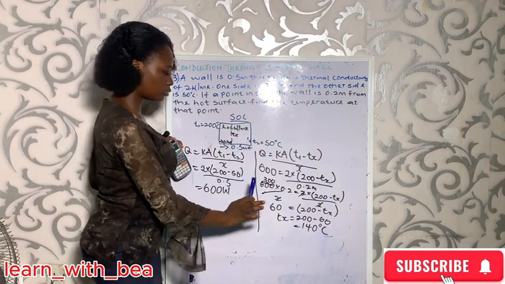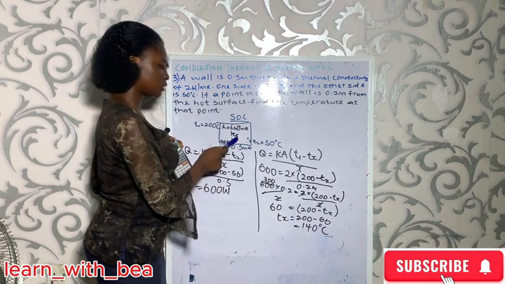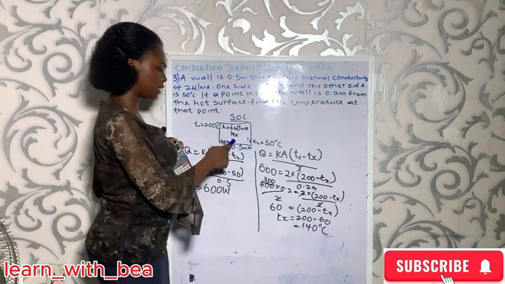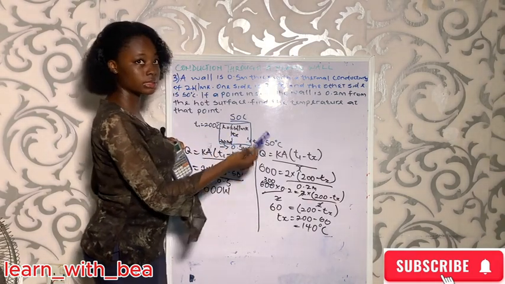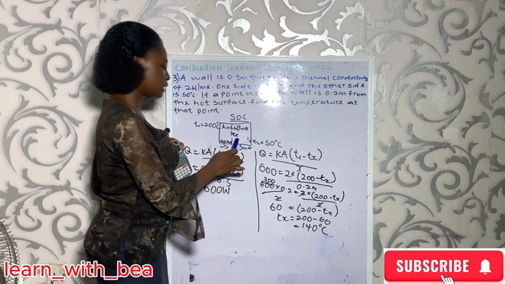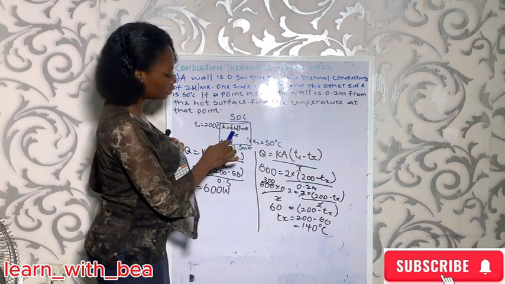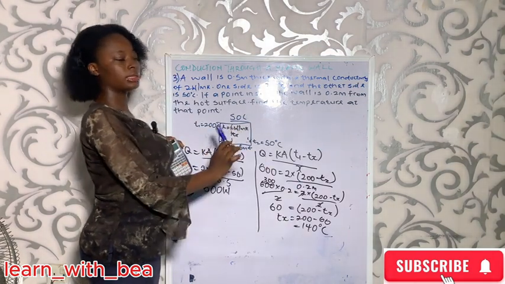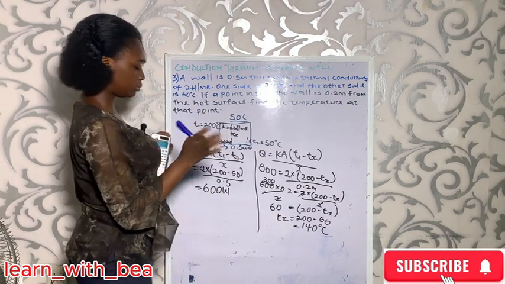For example, what I meant by that: 200 is greater than 140, right? So that means it decreases. 140 is greater than 50, it decreases. So what I'm saying is that Tx cannot be greater than 200, and it cannot be lesser than 50. It should be in between these figures.